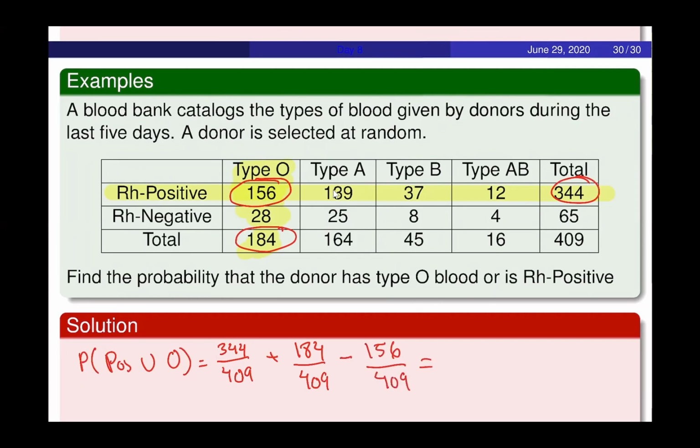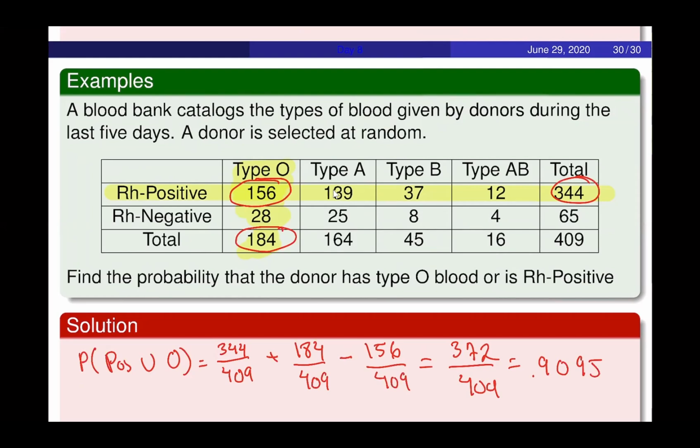So let me go ahead and do that. You do 344 plus 184 minus 156, and you get 372 all over 409. So if I do 372 divided by 409, you get 0.9095. And that's it for that last problem. Any question for that last problem?